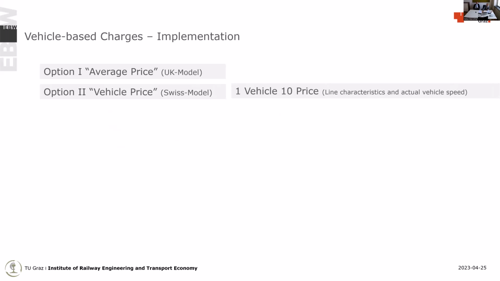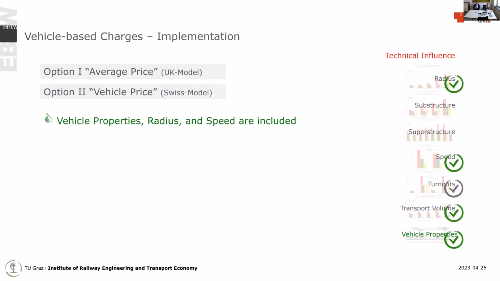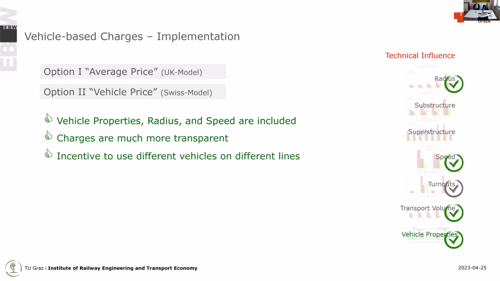This model is used in Switzerland for the pricing scheme. So we cover the vehicle properties, we cover the radius of the track, we cover the speed. We cover turnouts as an average. We would not charge for every turnout on the line, but this is added as a surplus. The charges are much more transparent. It's possible to calculate those charges with a very easy equipment for every vehicle you want. And it provides this incentive maybe to use different vehicles on different lines.